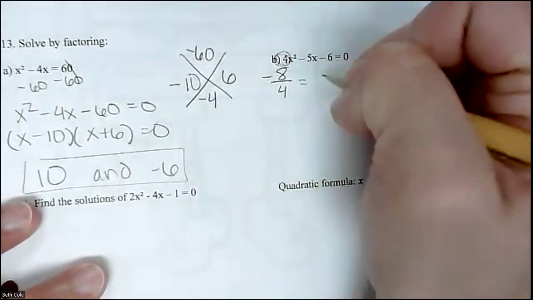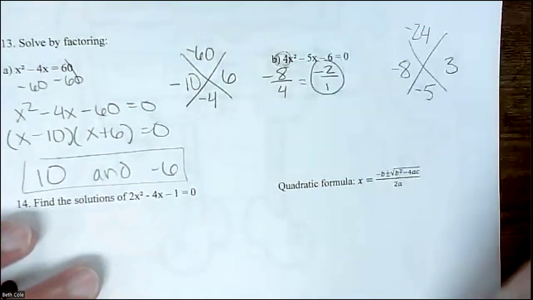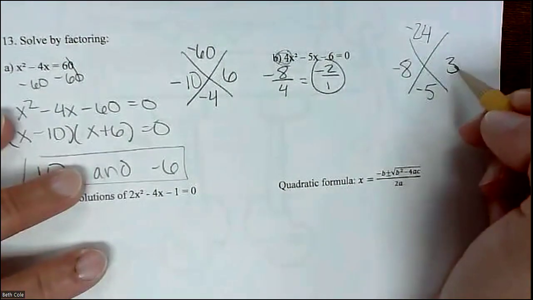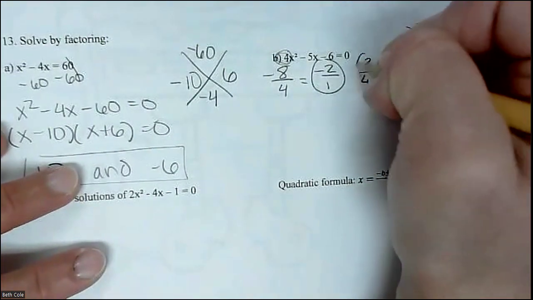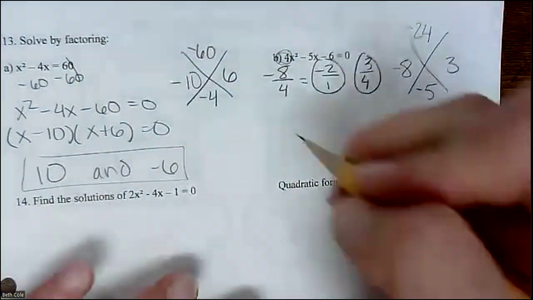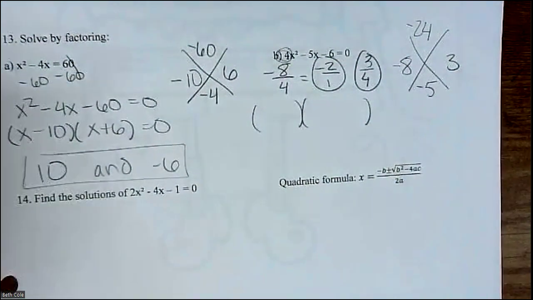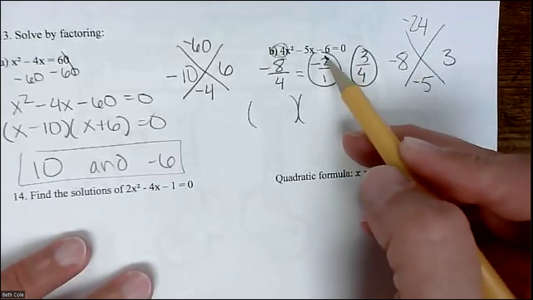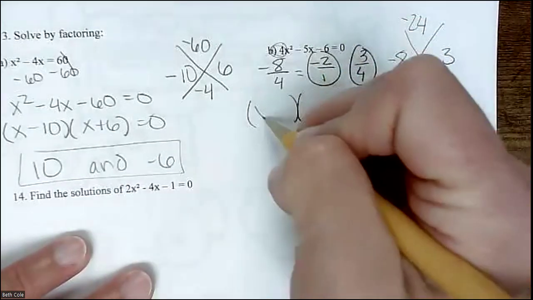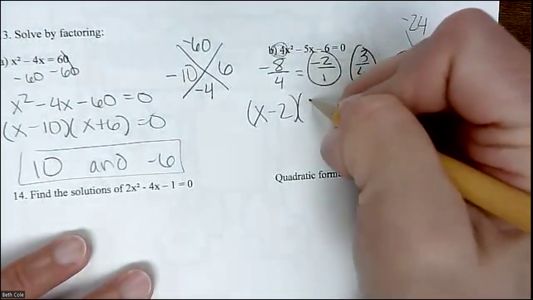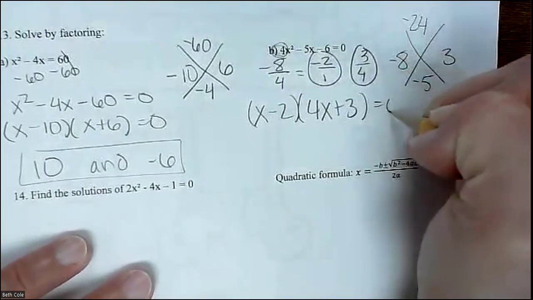That's going to reduce to -2/1. But if you didn't know that, you would put it in the calculator. All right, and then the other one is 3/4, which you cannot do anything to. So when you draw your parentheses, start with the denominator. So this one will be x minus 2, and then that one is 4x plus 3.